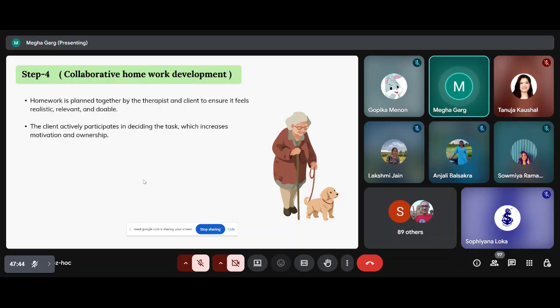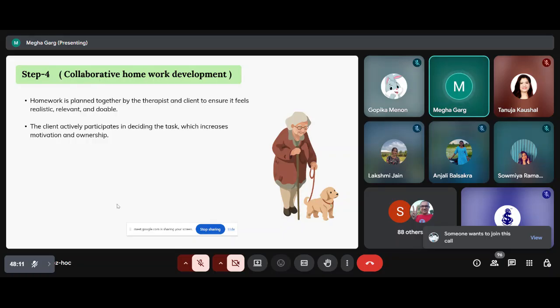So basically in CBT, homework should be collaborative. Homework is collaborative work. Homework should be planned together, where both client and therapist agree on a particular task which the client has to do in the next week or the coming days, where the client actively participates in deciding the task, which increases motivation and ownership. For example, this is a lady.